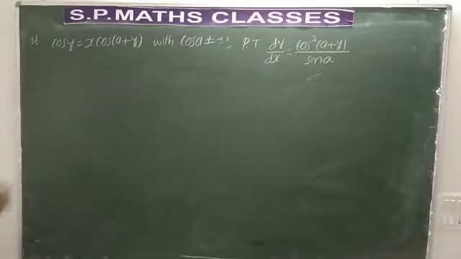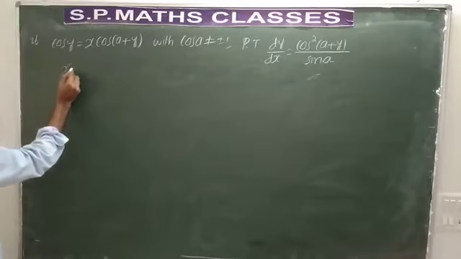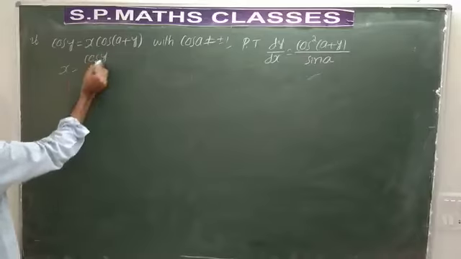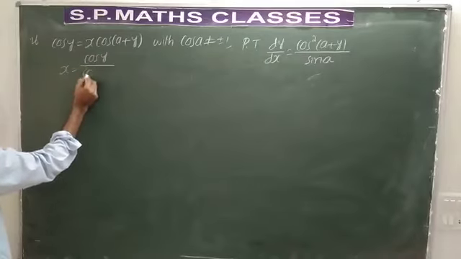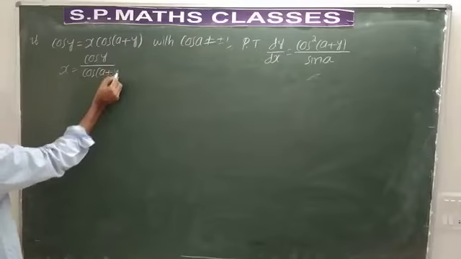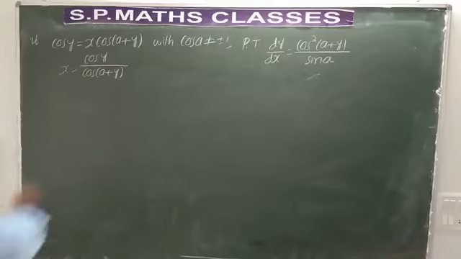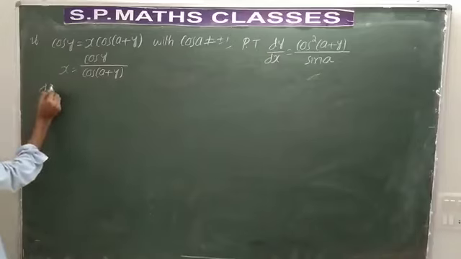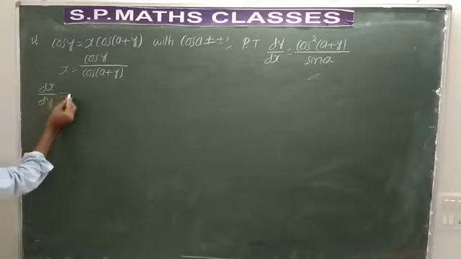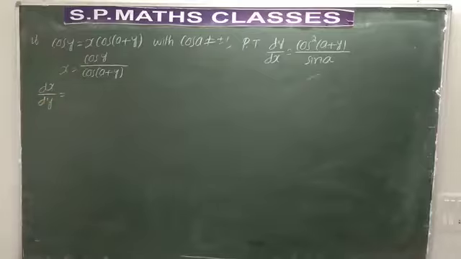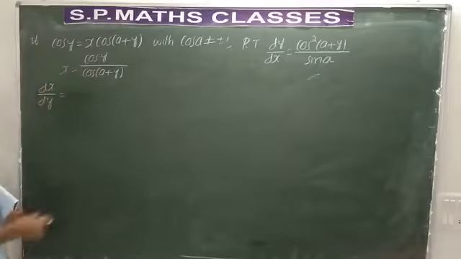So here cos y is given as x into cos of a plus y. So I write x. X can be written as cos y divided by cos of a plus y. Hope you have understood this. Here x is in terms of y. Cos y is equal to x into cos of a plus y, given. Define what is x: cos y divided by cos of a plus y. To differentiate that with respect to y, because x is a function of y, you differentiate that with respect to y.